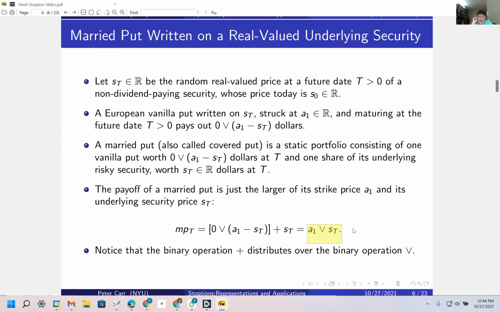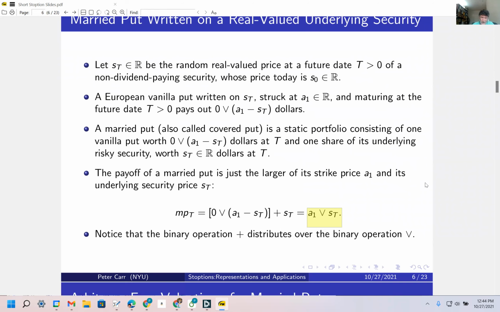But the max also has a lot of other properties that we like binary operations to have. So for example, it's commutative, it's associative, and it even has a neutral element, which turns out to be minus infinity over the set of reals, when you extend the reals to include minus infinity. Yet another nice property is that ordinary addition distributes over this max.